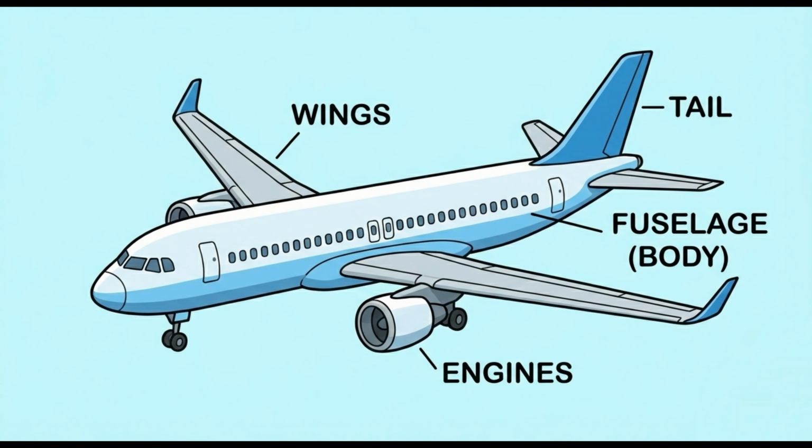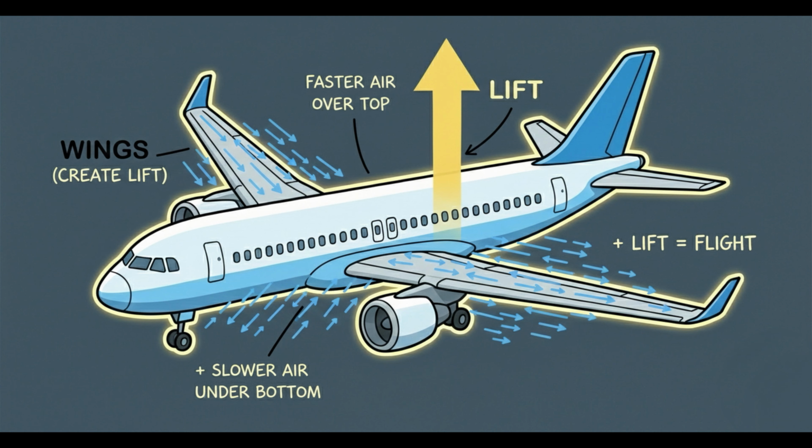First, wing. An airplane has a static wing used to create lift. Lift is mainly created due to pressure difference. The air moves faster on the upper surface of the wing and slower on the lower surface of the wing. This pressure difference creates lift.